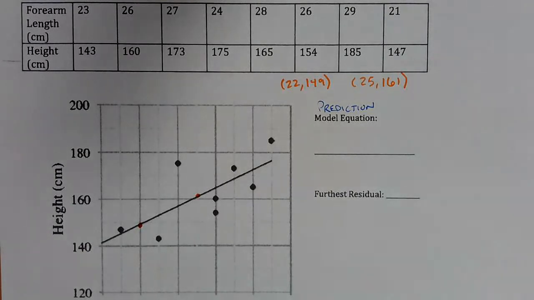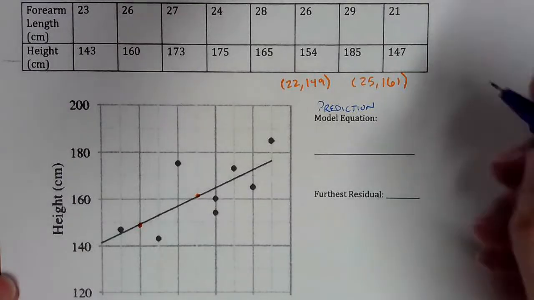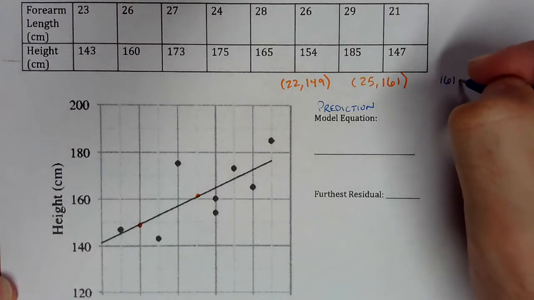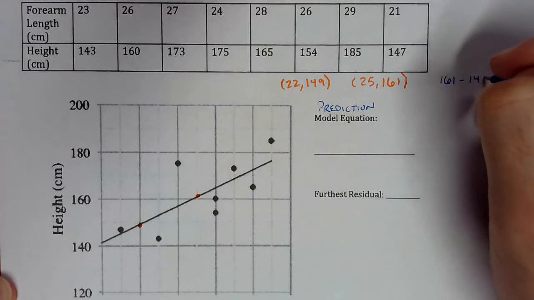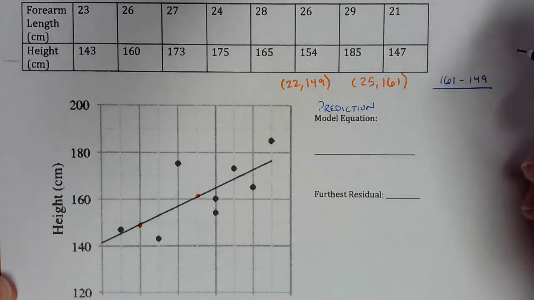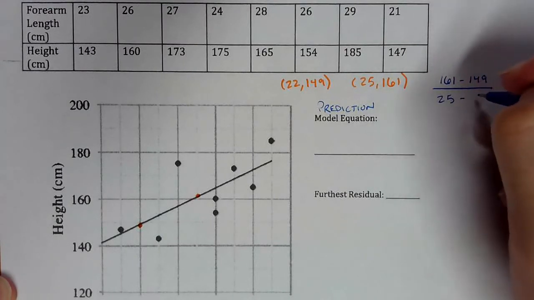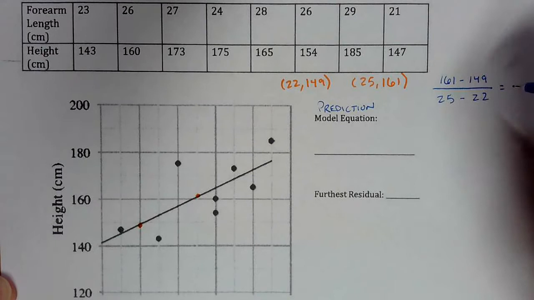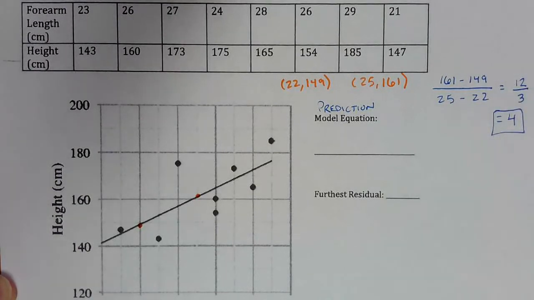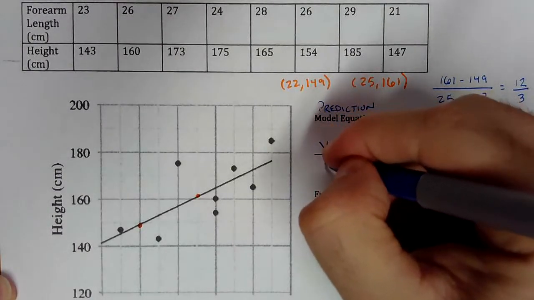I'm going to use my slope formula here. So I have y2 minus y1. I'm going to do 161 minus 149 divided by 25 minus 22, which is going to give me 12 over 3, with a slope of 4. So that's going to be the slope of my line. So I'm going to start that: y equals 4x.